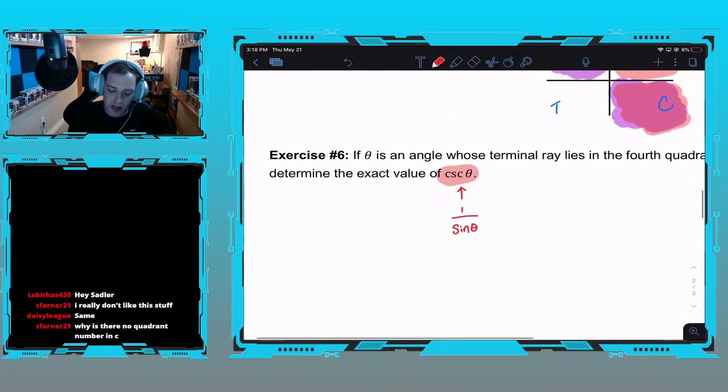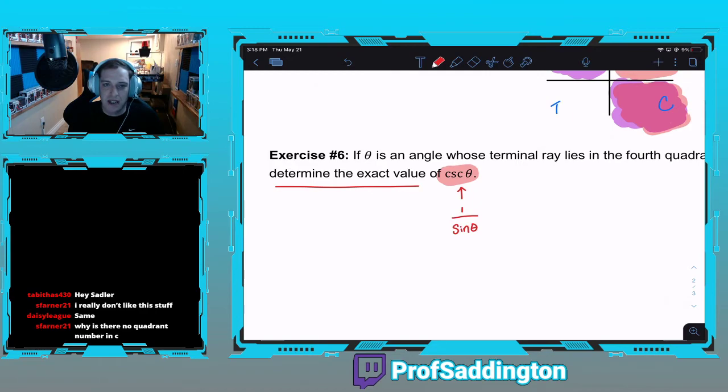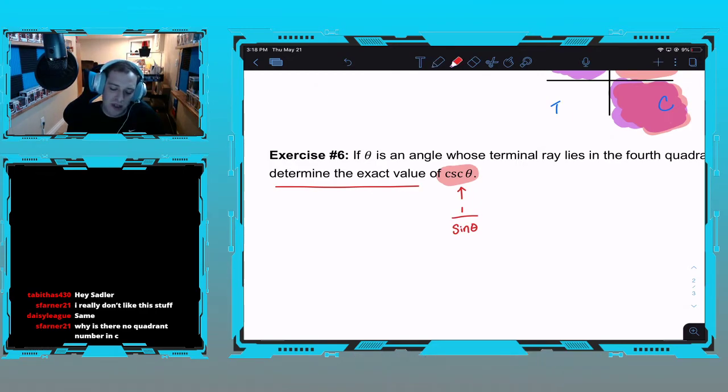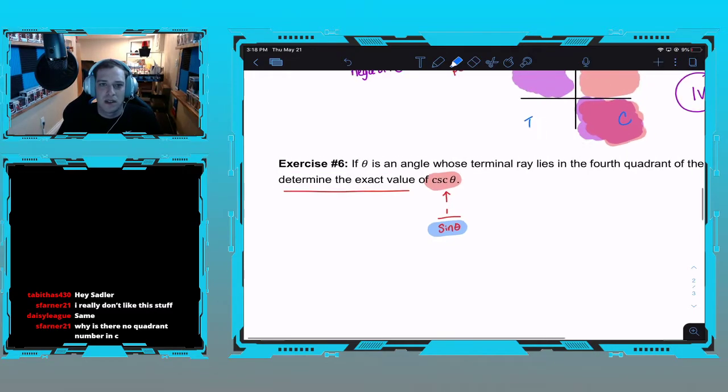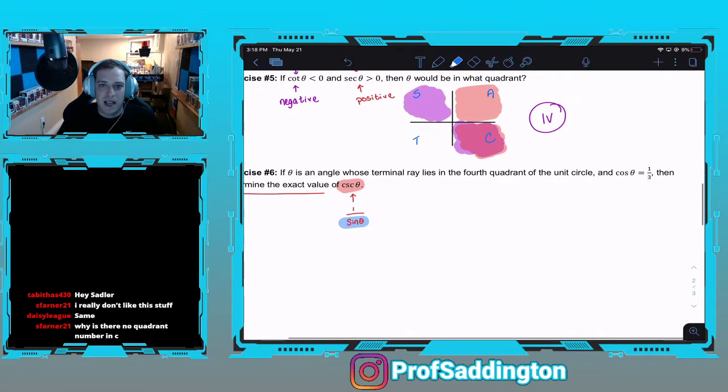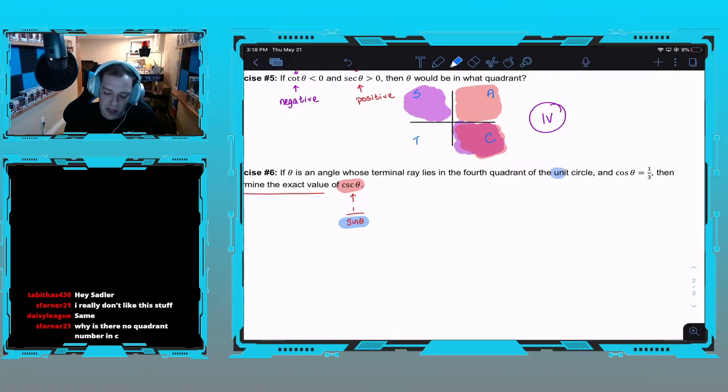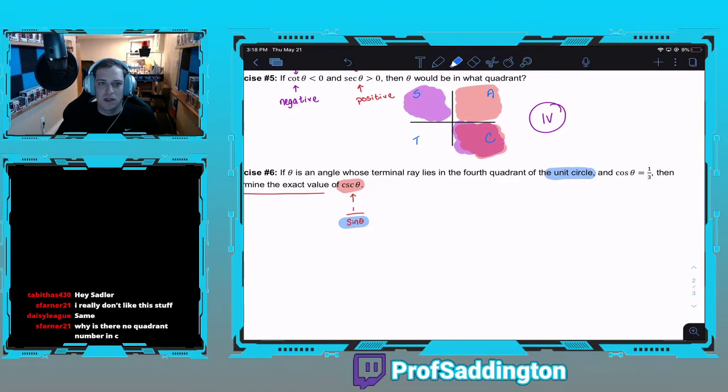So they want us to determine cosecant, but the only way we can do that is if we figure out what sine is. So we've got to figure out what sine is first, and then whatever that answer is, we're just going to flip it over and we're done. Well, in order to find sine, notice it says that we're talking about the unit circle.